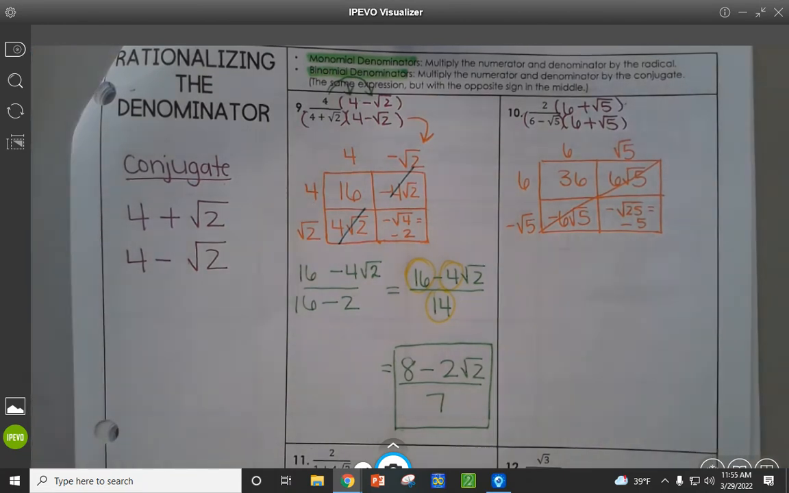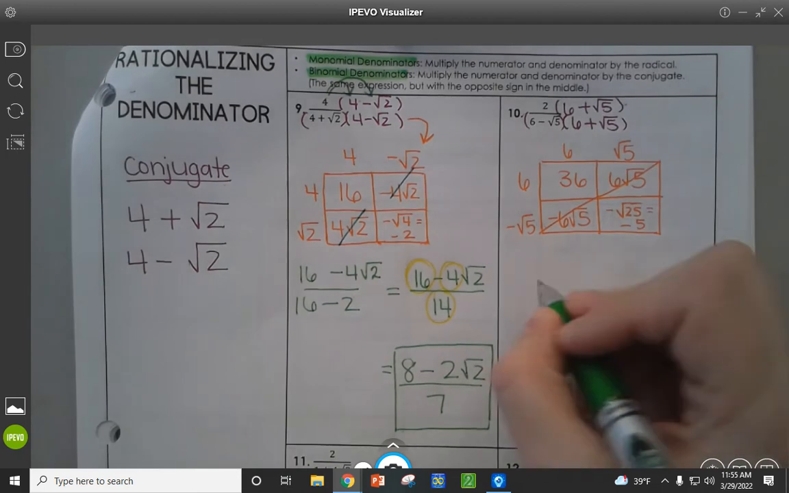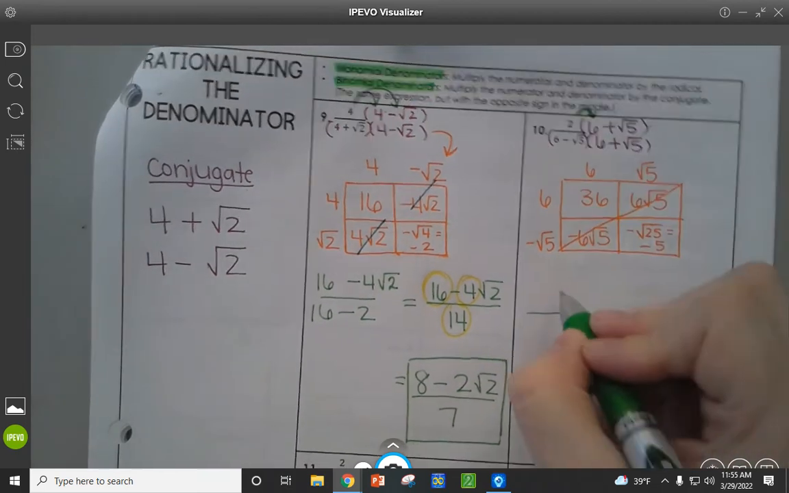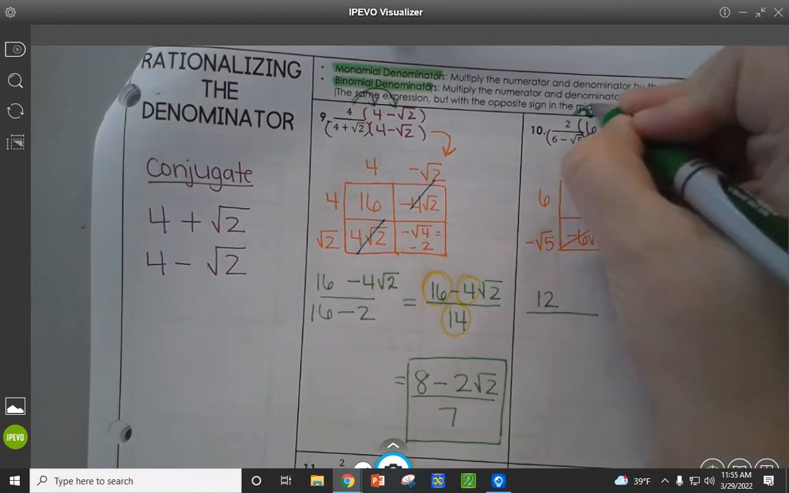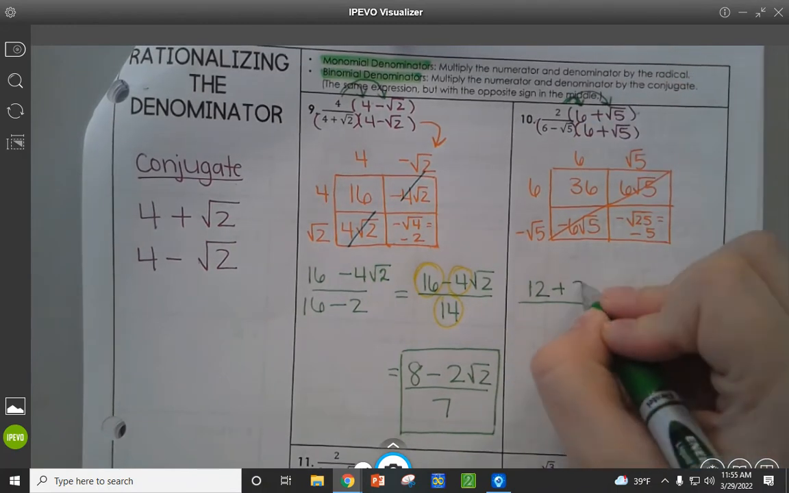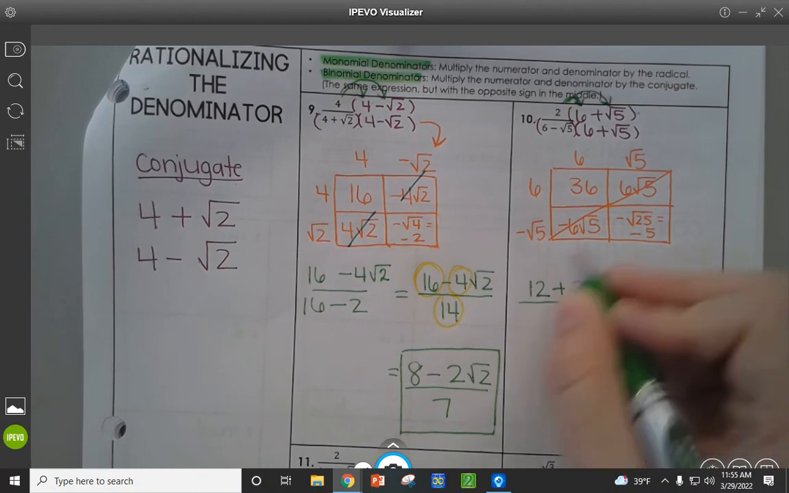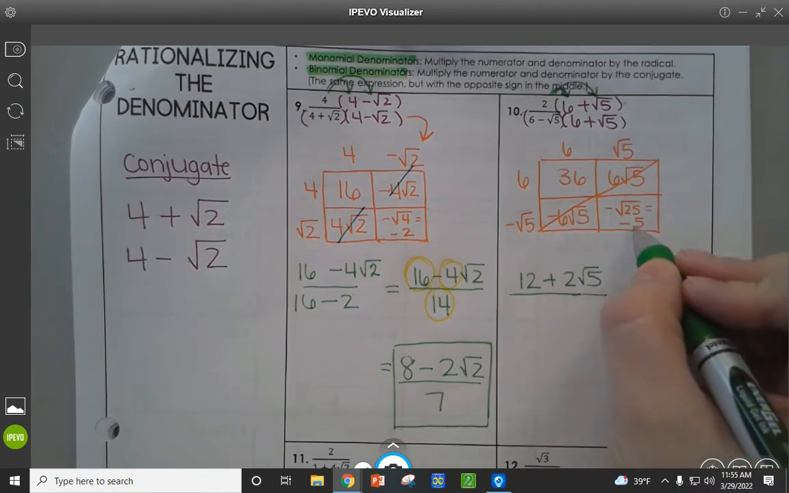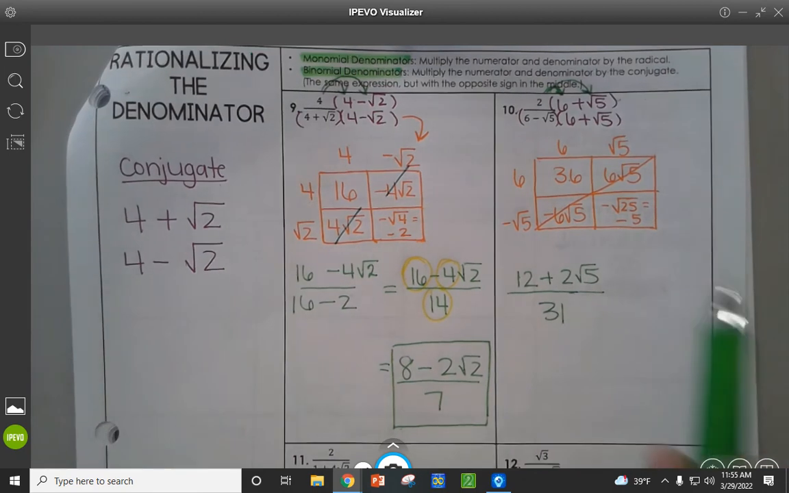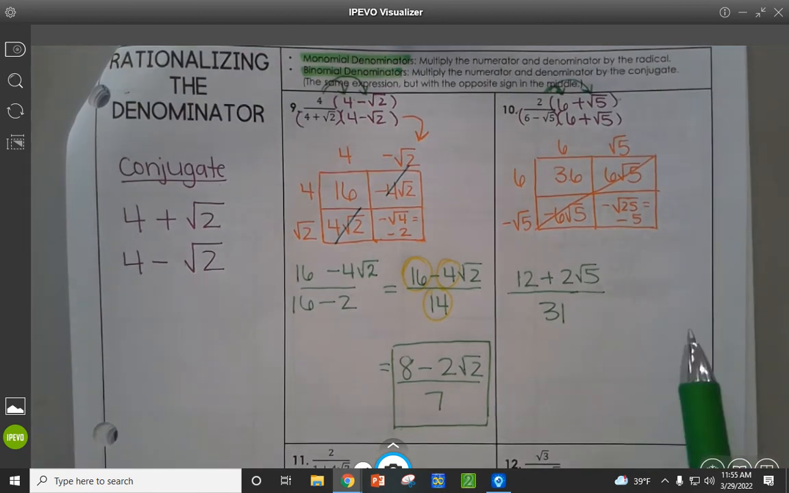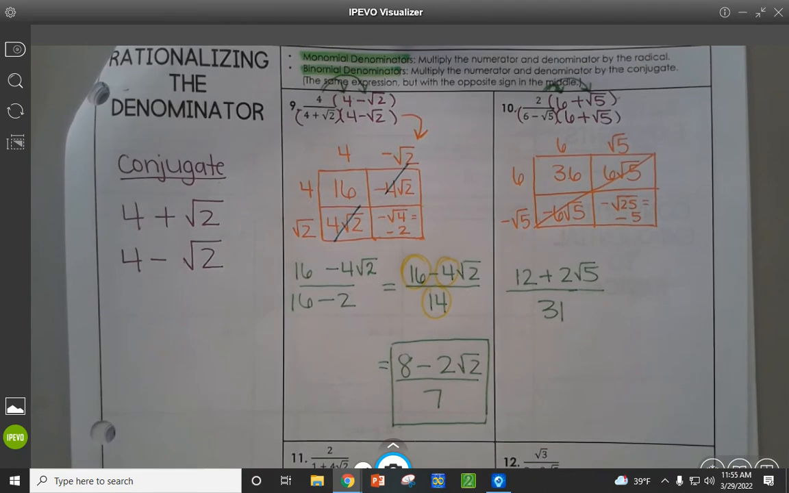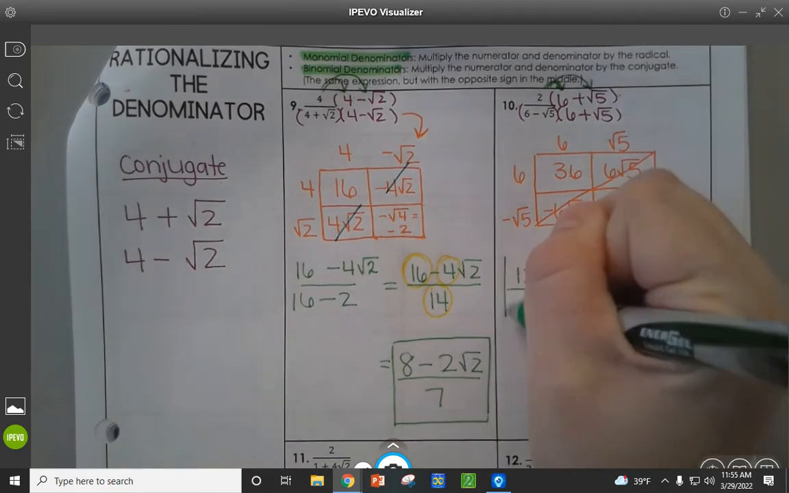Okay. So on the top, the numerator, we're going to have 2 times 6 is 12. And then when I multiply the 2 and the square root of 5, it's plus 2 square root of 5. And then on the bottom, I've got 36 minus 5, which is 31. Can you divide 12, 2, and 31 by something? No.